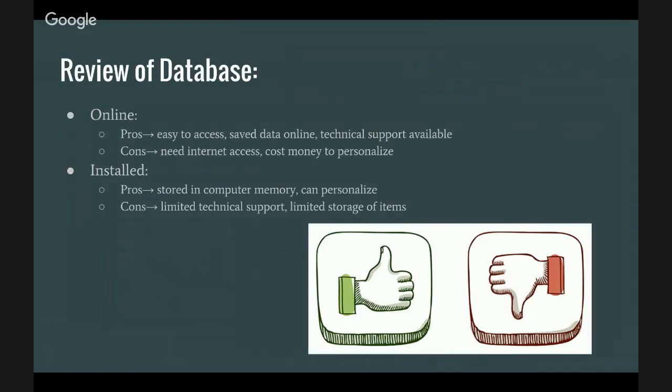Online databases, the pros are easy access, storing data online, and technical support is available. Cons: with no internet access, you won't have access to your data, and it would cost money to personalize. Installed: the pros for installed databases is that it's stored in your computer memory, so you can personalize it the way you want, and you can have it whenever you need it. And then the cons are limited technical support and limited storage on your computer for data.